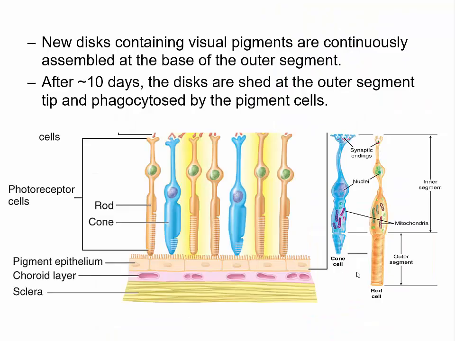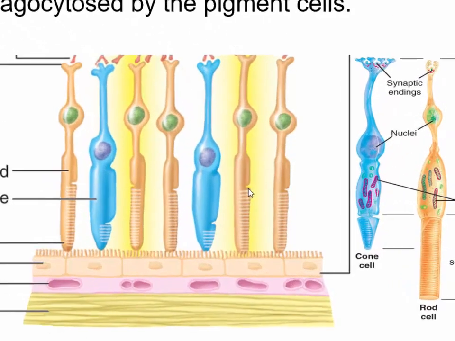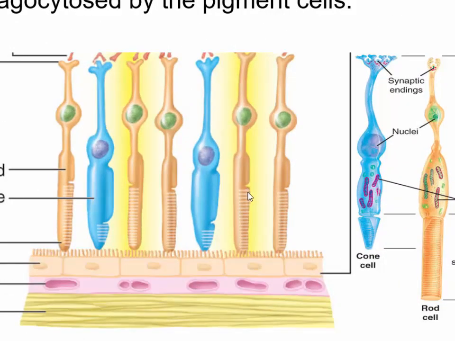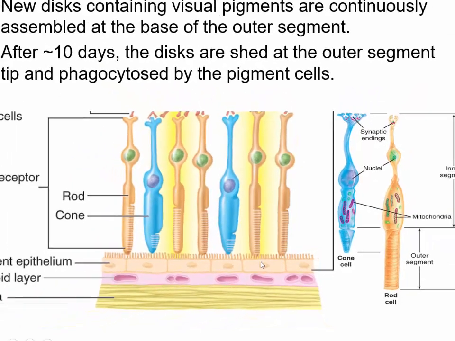Now the new discs containing visual pigments are continuously assembled at the base of the outer segment. So shown here is this outer segment, and here are those discs, and they're continuously produced. As new ones get made, it pushes the old ones closer and closer towards the pigment epithelium. After about 10 days, the discs are shed at the outer segment tip and phagocytosed by the pigment cells. So it takes about 10 days for these discs to move all the way to the pigment epithelium.